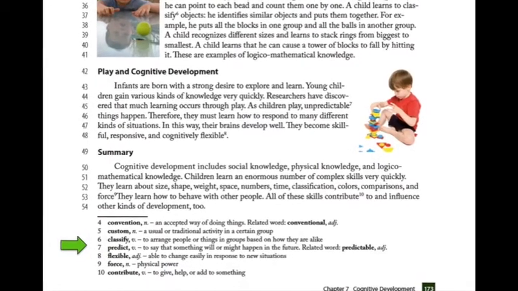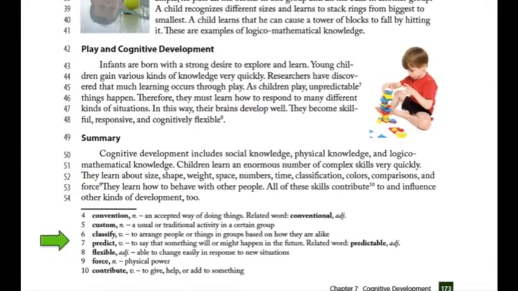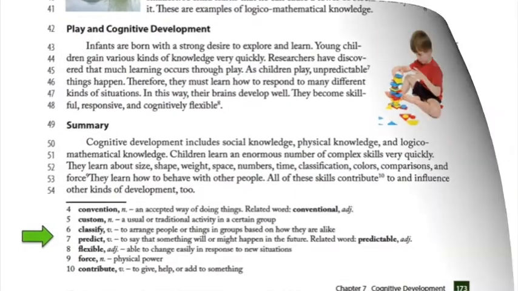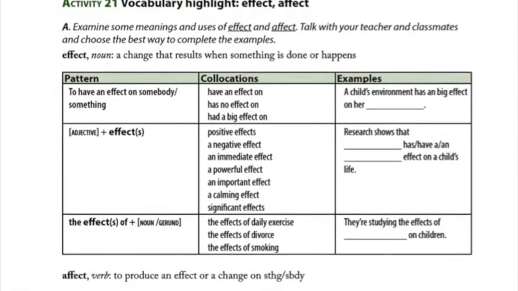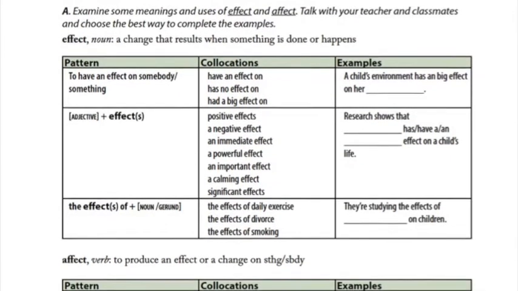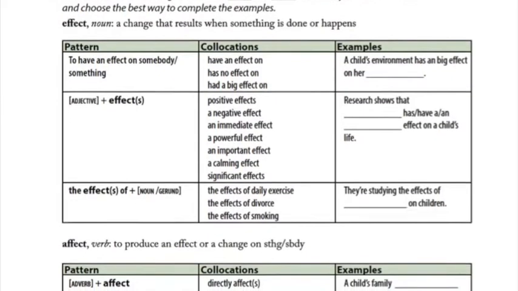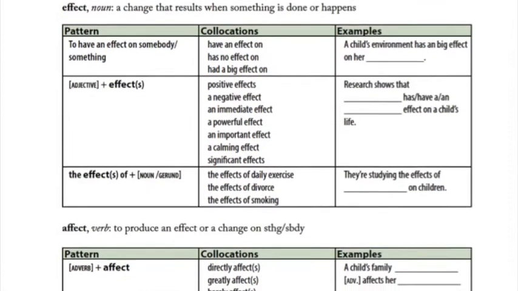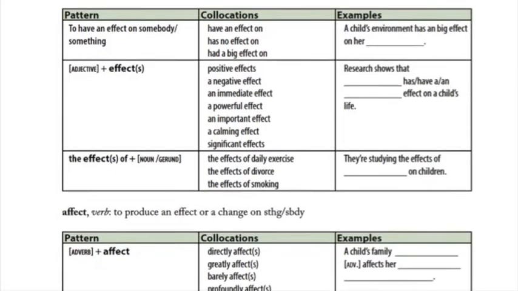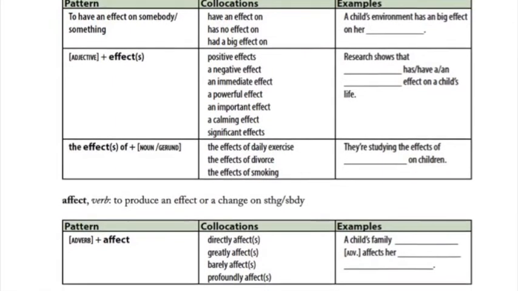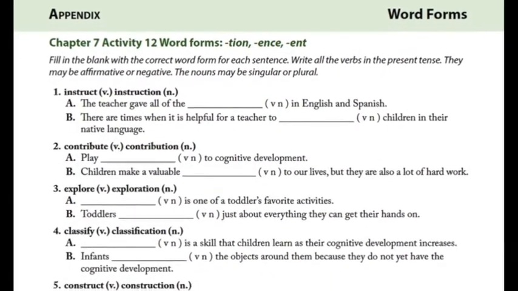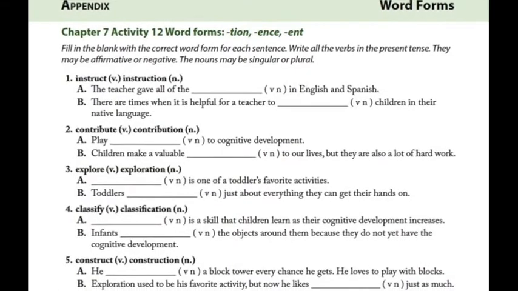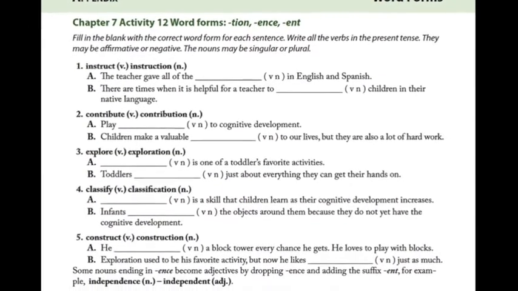Many new words are glossed as footnotes at the bottom of the page, especially in the reading passages. Every chapter has a vocabulary highlight, which focuses on 1 or 2 words central to the theme of the chapter. It promotes deeper study of the spelling, pronunciation, definitions, collocations, and usage of these words in grammatical sentences and appropriate situations. Every chapter has a word forms section in the back of the book, which helps learners identify suffixes to recognize members of word families.